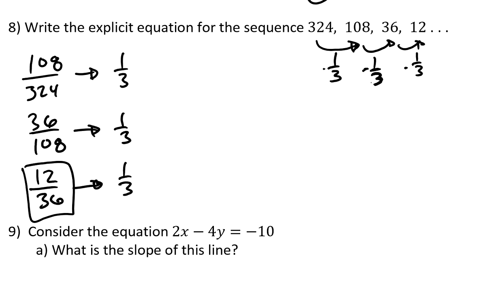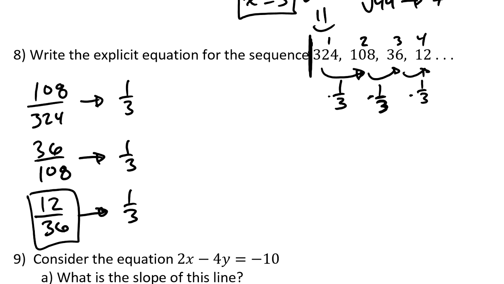This is clearly geometric because it involves multiplication each time. Geometric sequences involve repeated multiplication, whereas arithmetic sequences involve repeated addition. So for this one, we're going to keep multiplying by 1/3. We do need to know the 0th term for both types of sequences. And if you look at this, this is the first, the second, the third, and the 4th term.